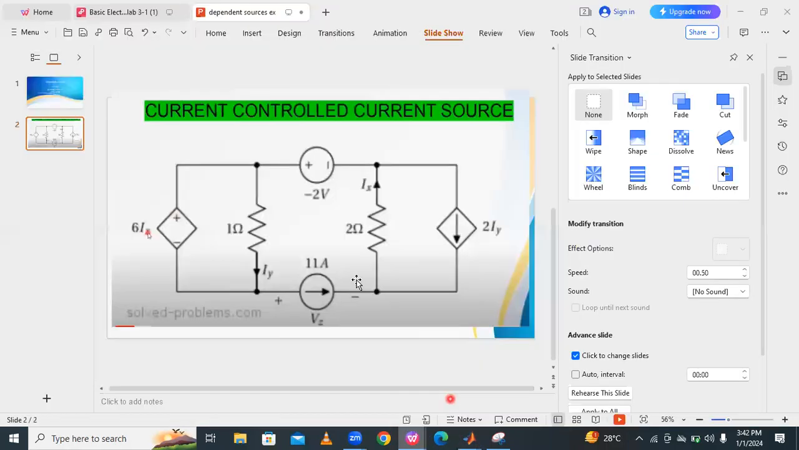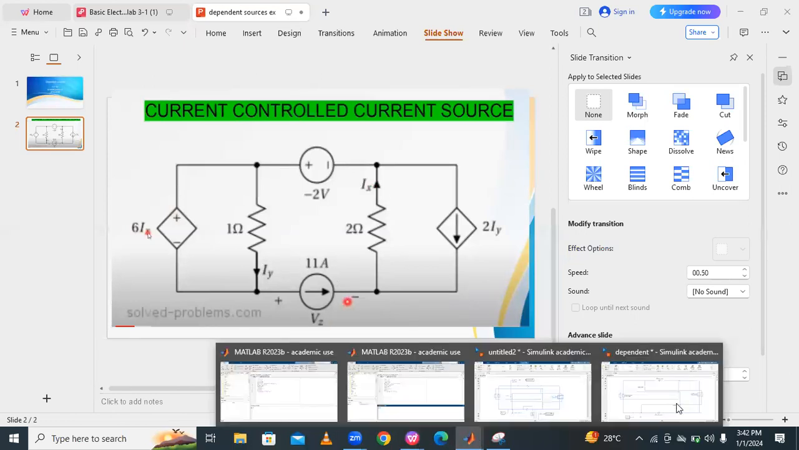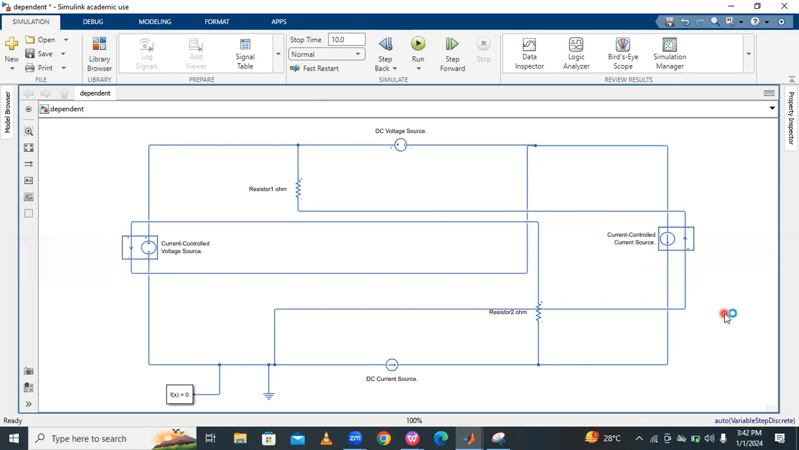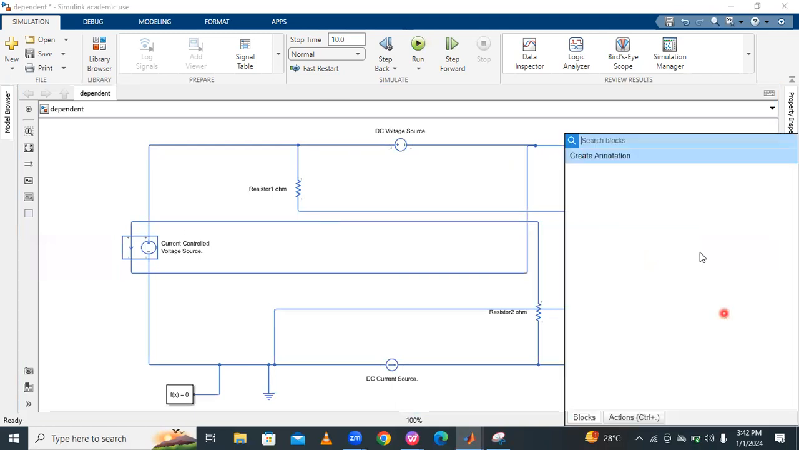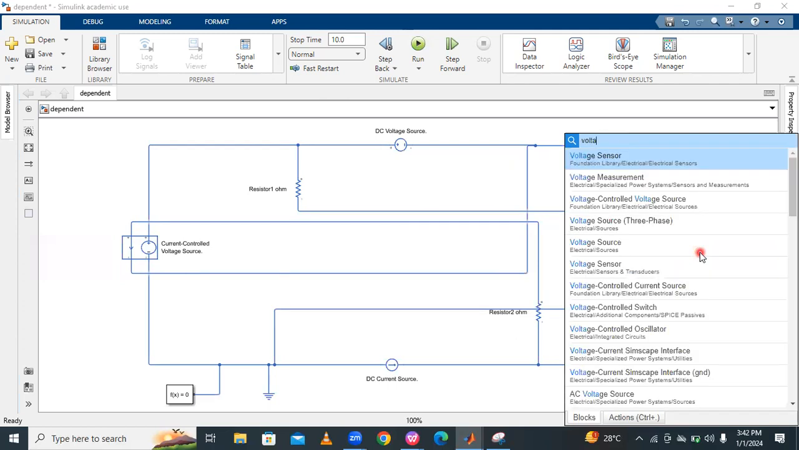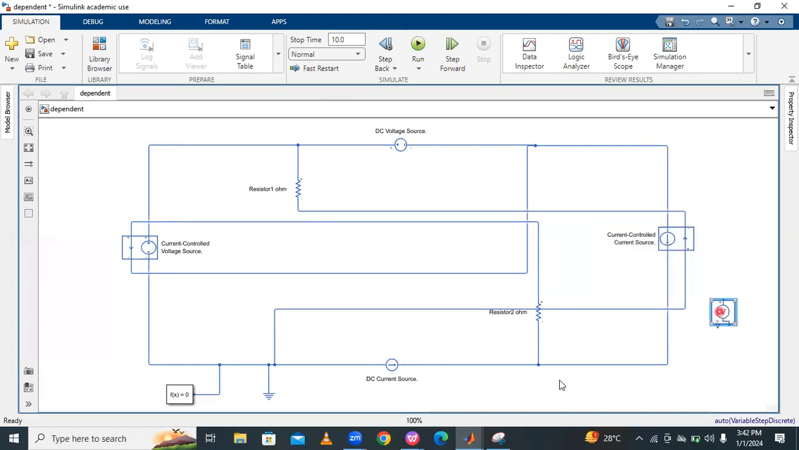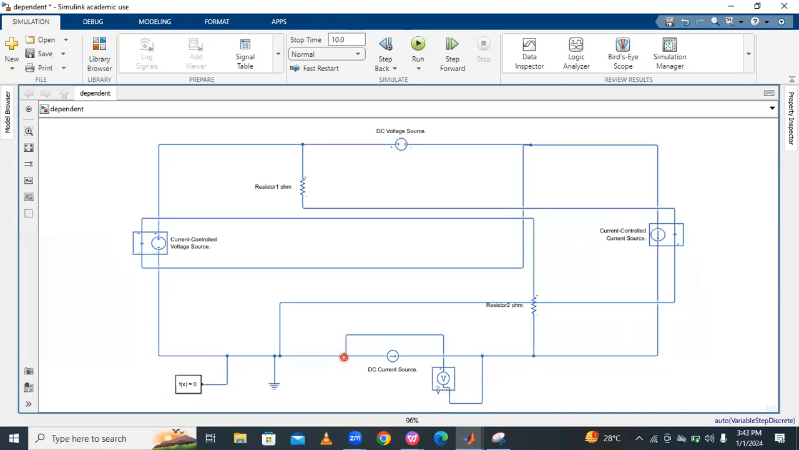So here we have to find what is the value of IY, what is the value of IX, what is the value of VZ. Okay, here a current sensor is required, here one voltage sensor is required. Take one voltage sensor, place this voltage sensor here and connect positive to here and negative here. This side positive and this side negative. So the voltage sensor positive is connected here and then negative connected to here.